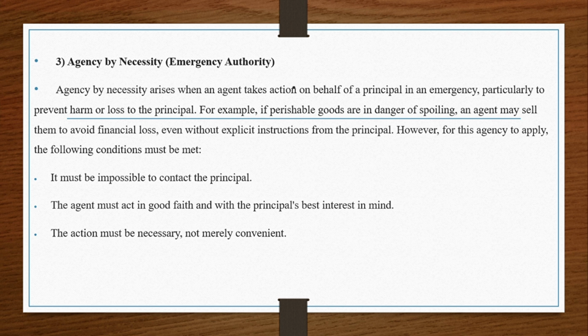So the agent takes action on behalf of a principal in an emergency, particularly to prevent harm or loss to the principal. For example, if perishable goods are in danger of spoiling and an agent sells them to avoid financial losses even without explicit instructions from the principal. However, for this agency to apply, the following conditions must be met.